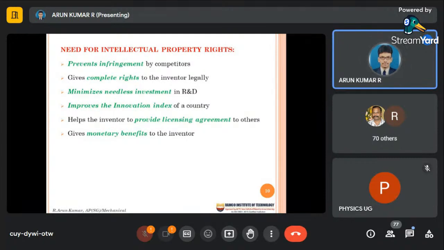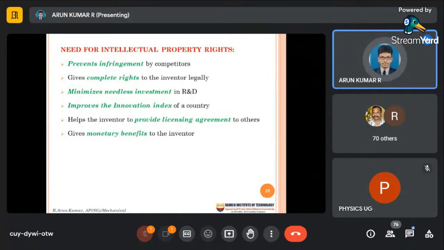That is the first benefit or need of intellectual property rights. And the second one is it gives the complete right to the inventor legally, as we saw on the previous slide. With the help of owning that IPR, you can lease it, you can license it, you can own it, you can sell it, whatever you want to do. So all these benefits can be availed with the help of intellectual property rights.